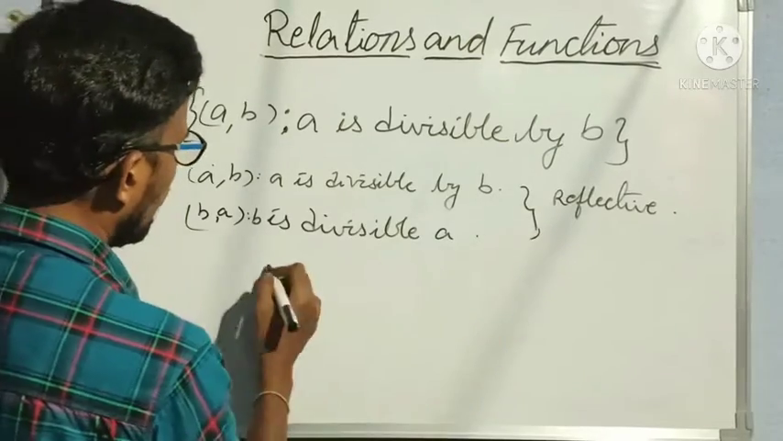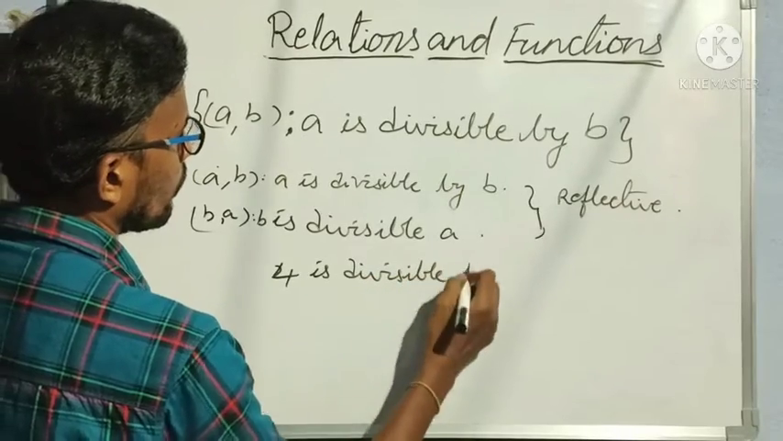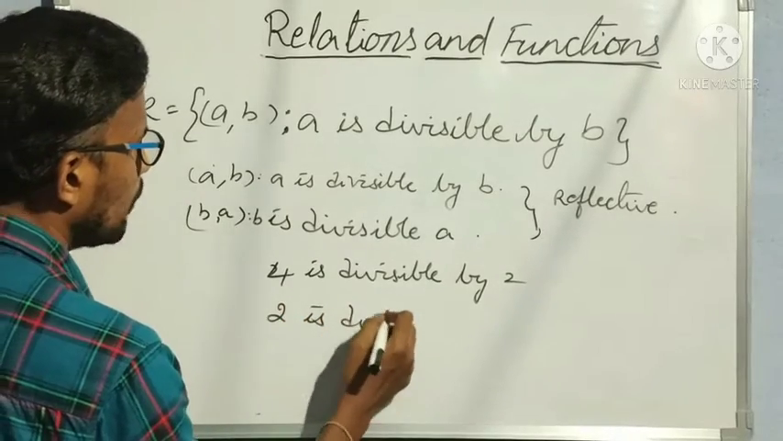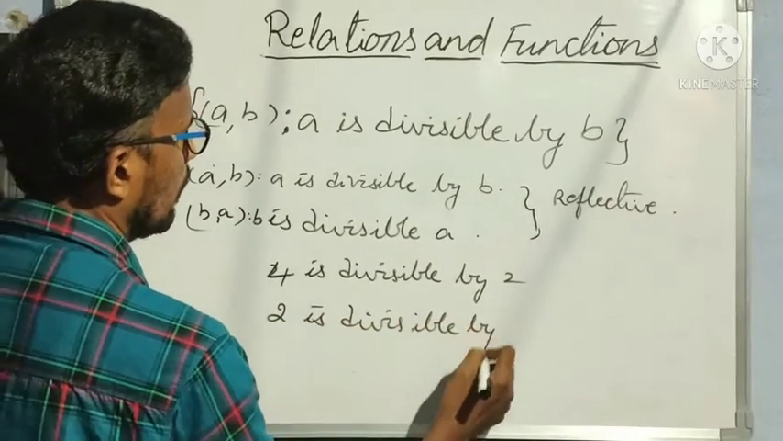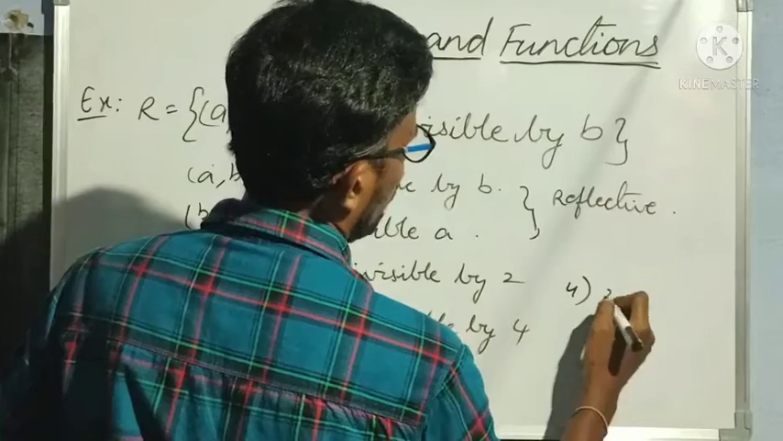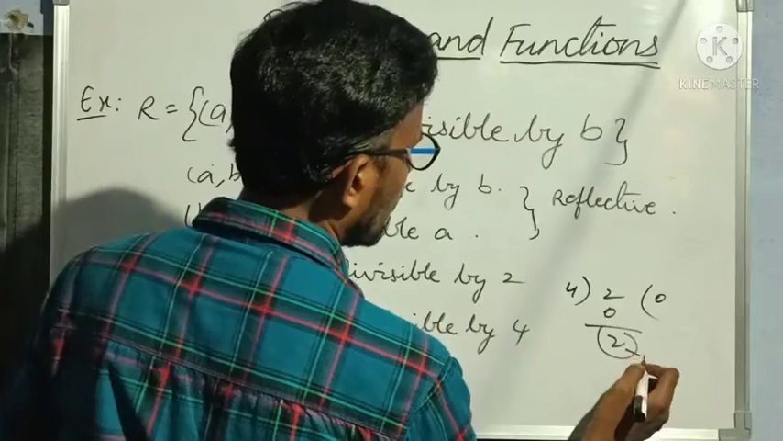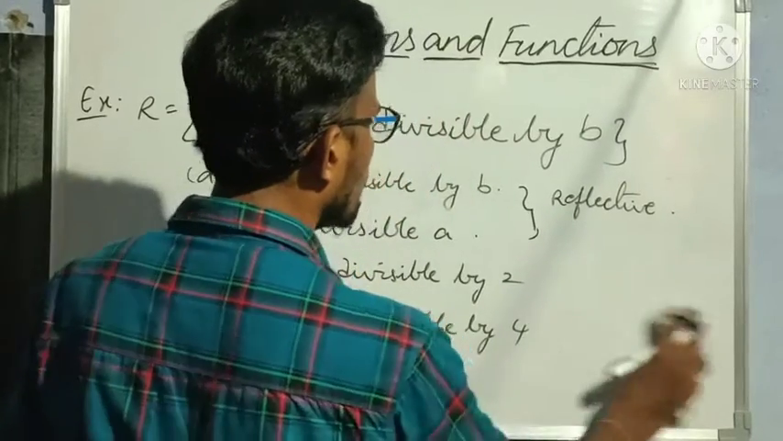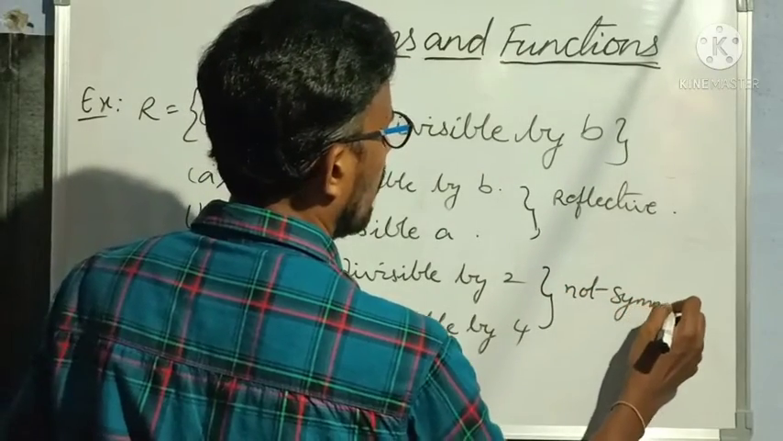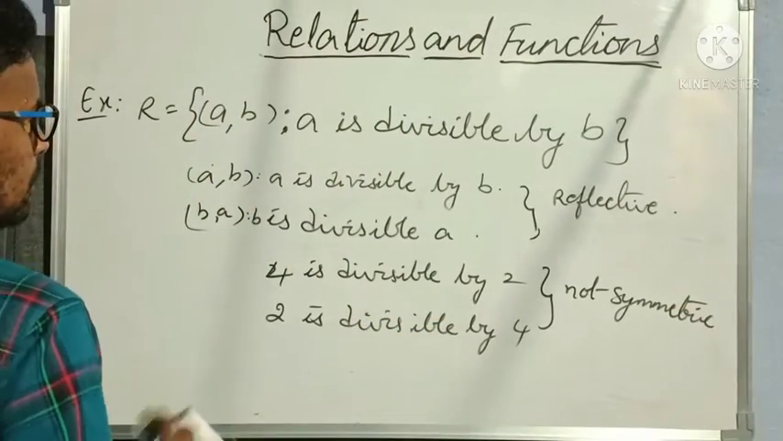So same example I am taking, 4 is divisible by 2. Okay, if I reverse this condition, is it satisfied? 2 is divisible by 4. Is it possible? Means if I divide 2 by 4, am I getting remainder 0 there? 4 goes into 2 zero times, and 2 is the remainder. So is the remainder 0 here? No. So this condition is not satisfied. So this relation is not symmetric.